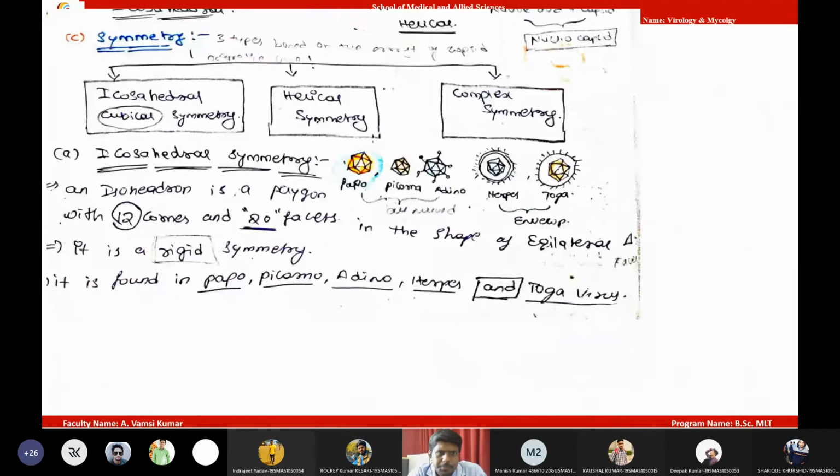Okay, then coming to the symmetry. Here we have three symmetries of the nucleocapsid: icosahedral symmetry, helical symmetry, and complex symmetry. Coming to the icosahedral, this symmetry will have 12 corners and 20 facets. There are icosahedral viruses and there are helical viruses. A few examples of icosahedral viruses are papova, picorna, adeno, herpes, and toga viruses. They have this icosahedron structure.